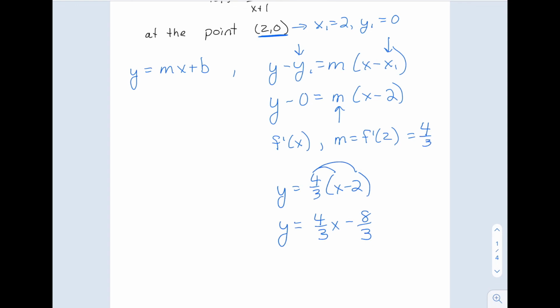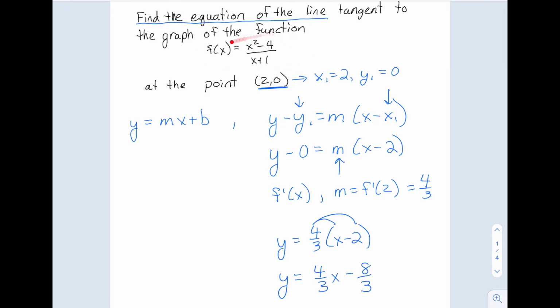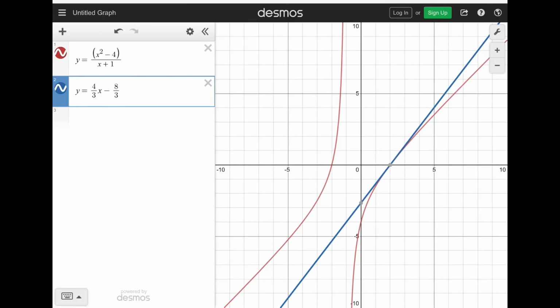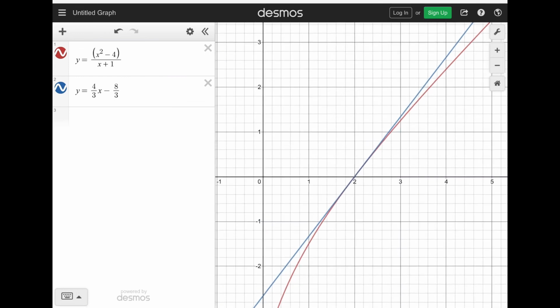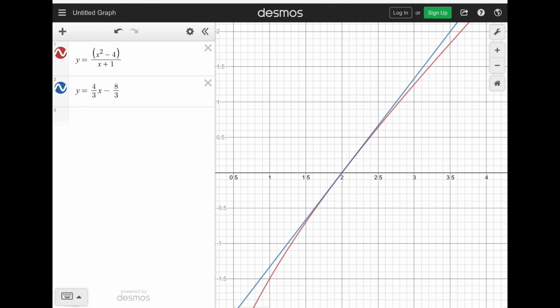Now, how can we check this? Well, I love checking these using Desmos. So we'll just enter in the original function, and we'll enter in our equation of a line here and see if it looks tangent. And I've actually done this already. So here you can see the red curves are the function, and the blue line is the tangent line. So it's looking pretty good. It was supposed to be tangent to the graph at 2, 0. So you can see here at 2, 0, it sure looks like it's tangent. Looks like it's just touching right there at 2, 0. So it looks like we're good.